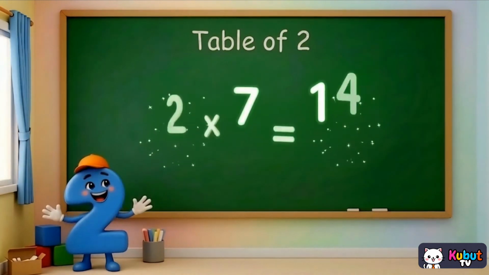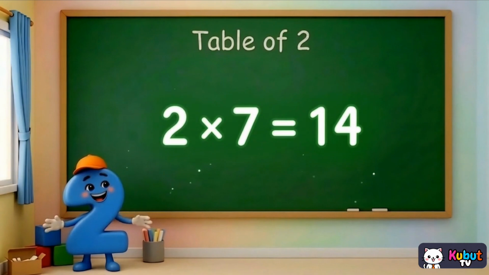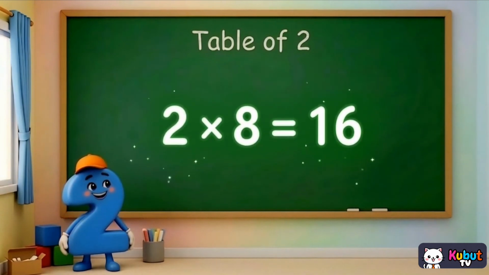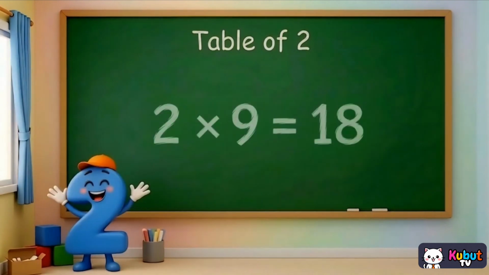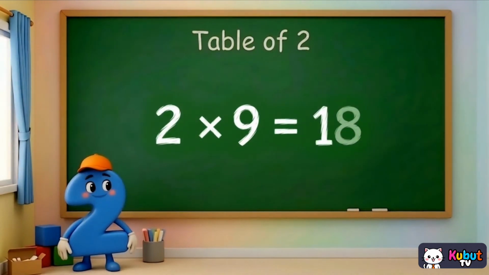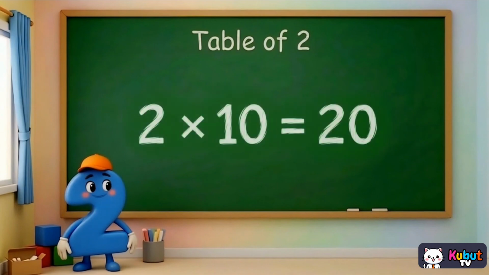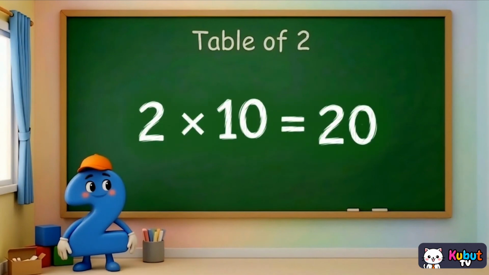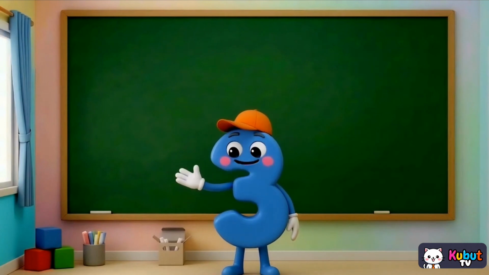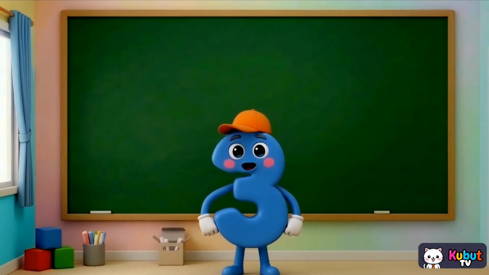2 sevens are 14. 2 eights are 16. 2 nines are 18. 2 tens are 20. Good job! Now let's learn the multiplication table of 3.